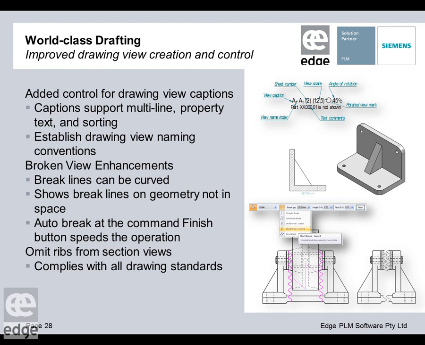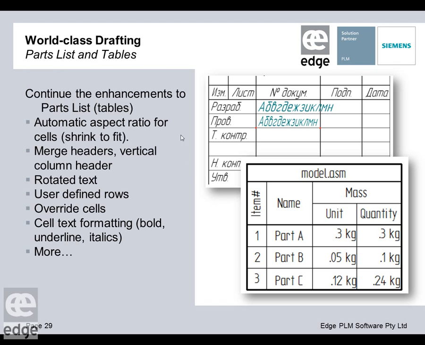You can omit ribs from section views. So in this, there's a section through here, but the rib doesn't get sectioned. That sounds very simple, but it's quite difficult to do. A lot of work in parts lists and tables.